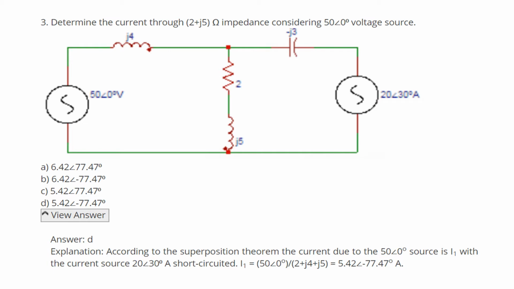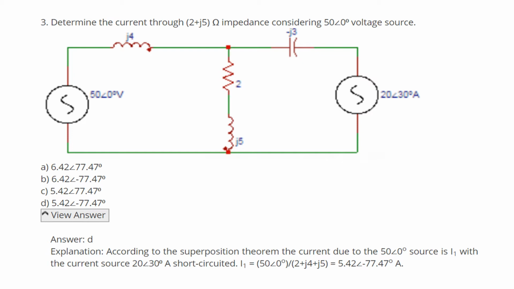Next, a circuit is given here. Determine the current through the 2 plus j5 ohm impedance considering the 50 angle 0 degree voltage source. The voltage source in this circuit is 50 angle 0 degree volt, with inductance, resistance and capacitance, meaning impedances, and the other source is 20 angle 30 degree ampere. This is a current source.